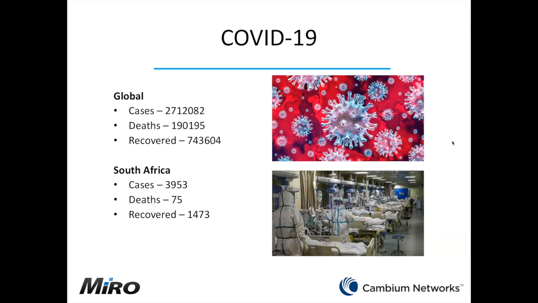Taking a closer look at what's happening in South Africa, we currently have 3,053 cases, 75 deaths as of yesterday, and the positive is that we have managed to get 1,473 people to recover. But nonetheless, this is a massive crisis at hand. We need to take the necessary steps collectively, guys, to first of all reduce the spread, and then as Cyril Ramaphosa mentioned last night in the State of the Nation address, we need to ensure that we can start to reopen our economy.